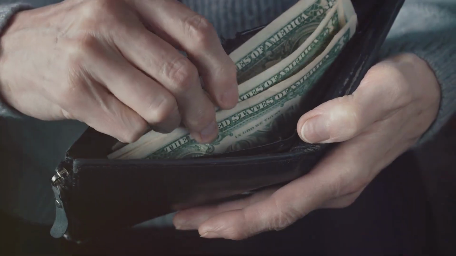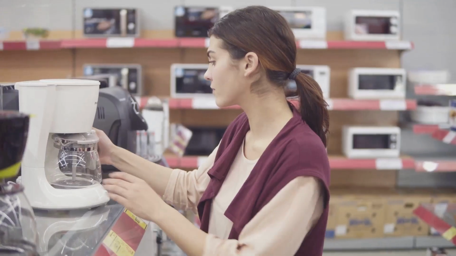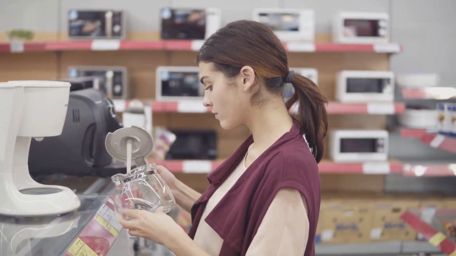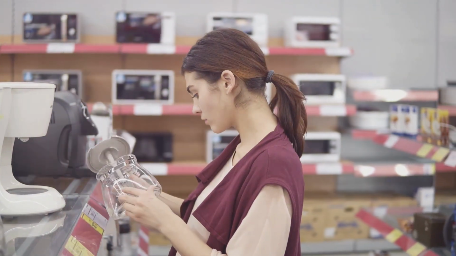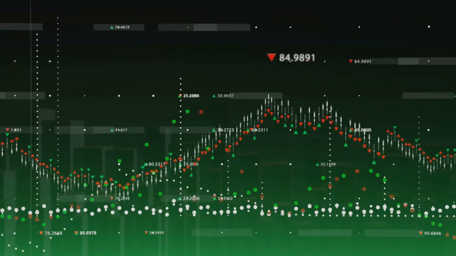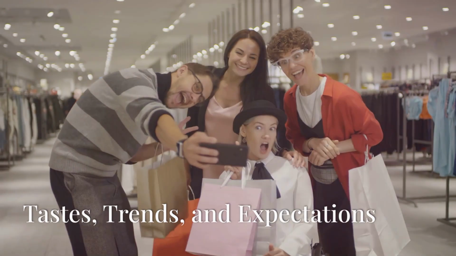One major player is income. More money often means more buying, even if prices stay the same. Imagine getting a raise. You might treat yourself to that fancy coffee maker or vacation. This increase in demand shifts the demand curve to the right.